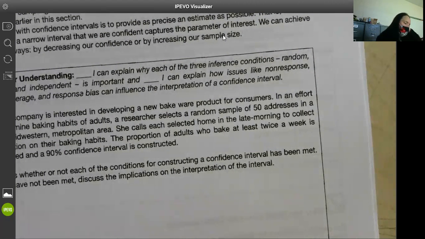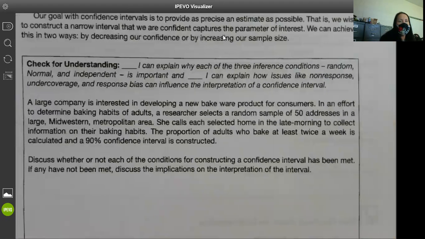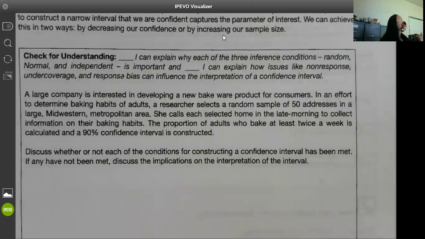A large company is interested in developing a new bakeware product for consumers in an effort to determine baking habits of adults. So researcher, be careful and make sure you read every part of this, okay? Don't just see the bottom and say, okay, this is what I'm doing. All right. Determine baking habits of adults.